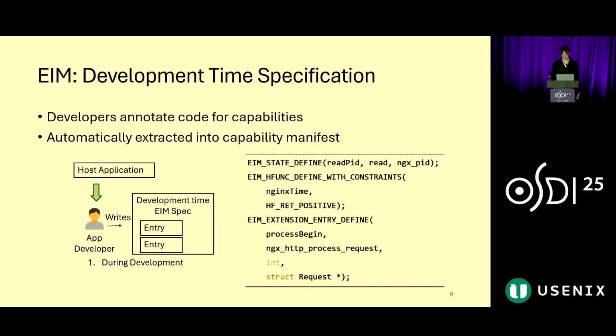They can add a state capability called read-PID for accessing the process ID, a function capability Nginx time for getting timestamps, complete with pre- and post-hold logic conditions, and extension entries like process begin when a request process starts. This annotation can be put into the code, compiled into the binary, and automatically extracted. This happens once during development and creates a complete map of what extensions can access.